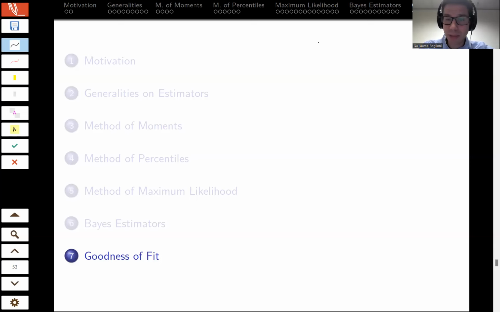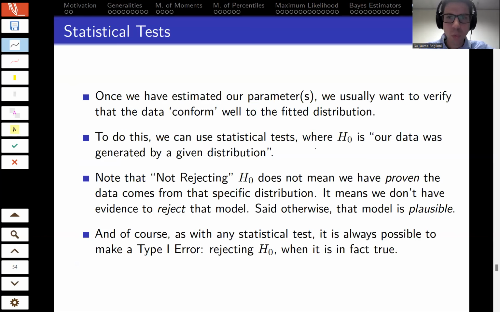Okay, so welcome back. Now we cover the topic of goodness of fit. It's a bit different, I suppose, than parameter estimation, but it's a next step in our modeling. Once we have estimated parameters, usually we want to verify that the data conforms to what we call the fitted distribution. We've picked a distribution.